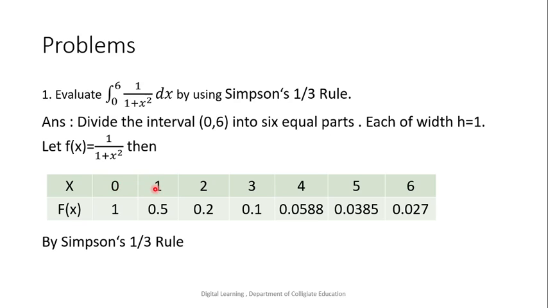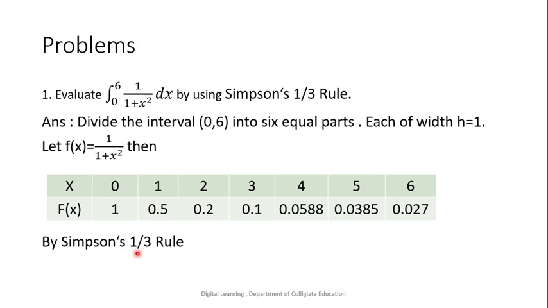That is 0 plus 1 gives 1, and 1 plus 1 gives x2. Then x3 is x2 plus h, and x4 is x3 plus h. Then x5 is x4, 4 plus 1 gives 5, and similarly x6 is nothing but 5 plus 1. Now find out the corresponding y values: y0, y1, y2, y3, y4, y5, y6. These are all found by using the calculator.